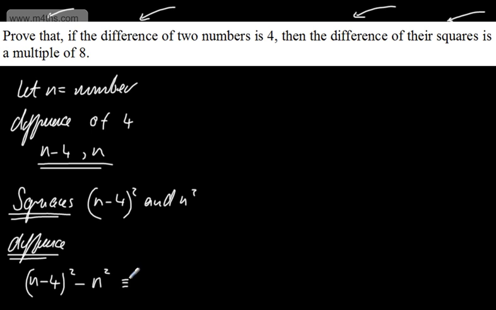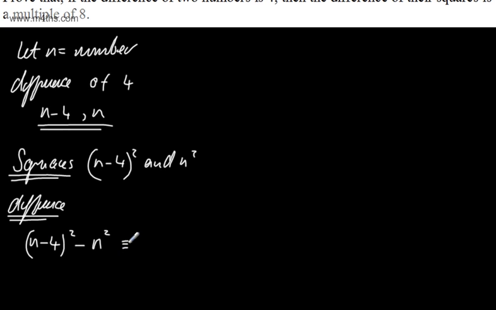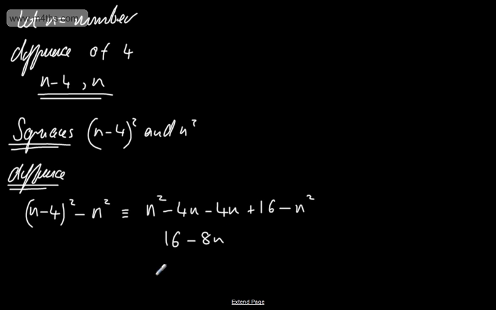Setting this up as an identity, I can use the 3 lines. It holds true for all values. Expanding the first bracket: n squared minus 4n minus another 4n plus 16 minus the n squared. We can tidy this up. The n squareds will cancel, and I'm going to write this as 16 minus 8n. You can write it as minus 8n plus 16. I want to show that it's a multiple of 8. I can factor 8 out here, and I have 8 times 2 minus n, which is a multiple.